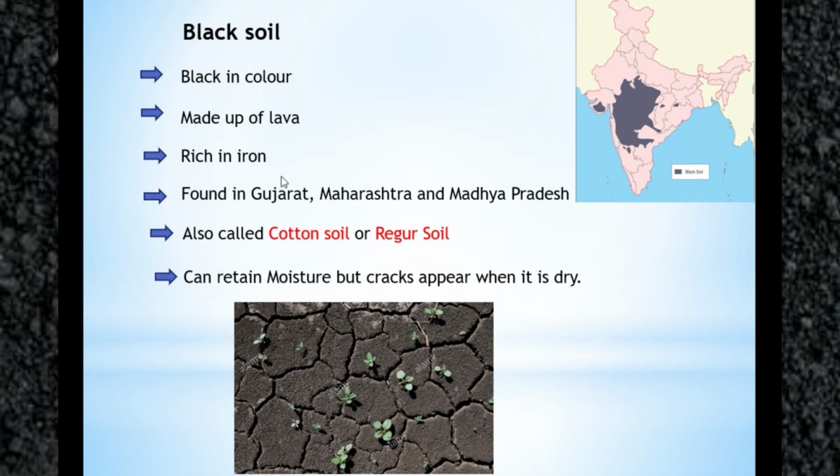This soil is rich in iron and is also called cotton soil or regur soil. Why is it called that? Because this soil is very important for growing crops like cotton. The soil has a special feature that it can retain moisture, and once it is dry, cracks start appearing on it.